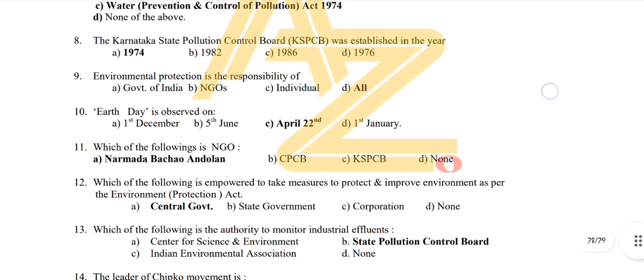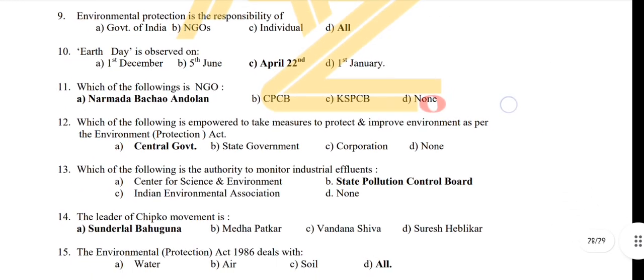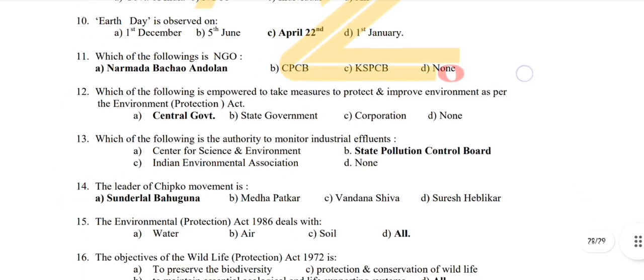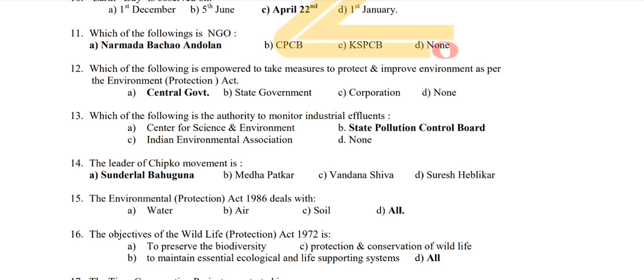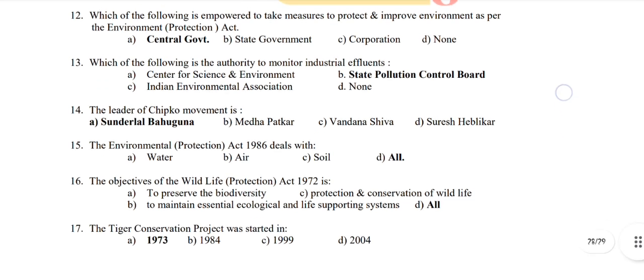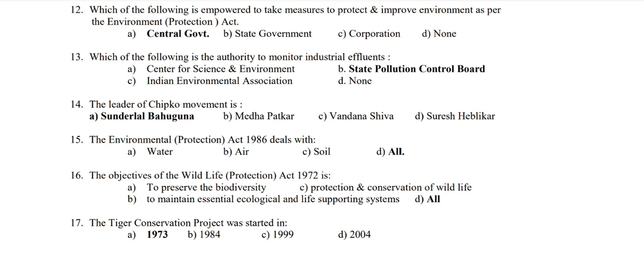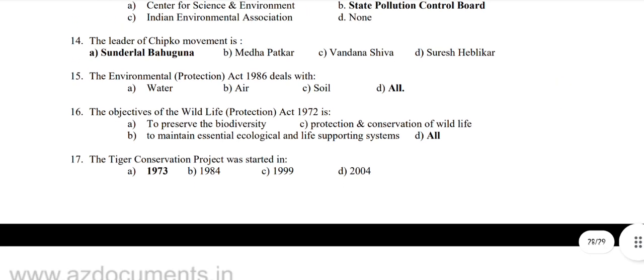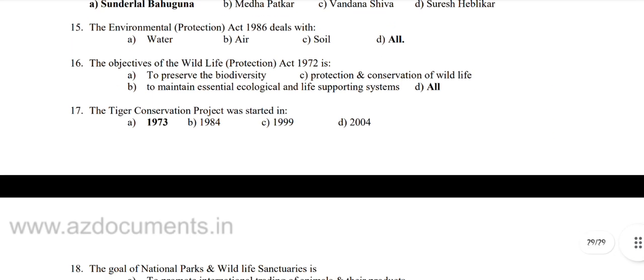Which of the following is an NGO? Narmada Bachao Andolan. 12th question, which of the following is empowered to take measures to protect and improve the environment as per the central government? 13th question, which of the following is the authority to monitor industrial effluents? Option B, State Pollution Control Board. The leader of the Chipko movement, Sunderlal Bahuguna. 15th question, the Environmental Act 1986 deals with all.